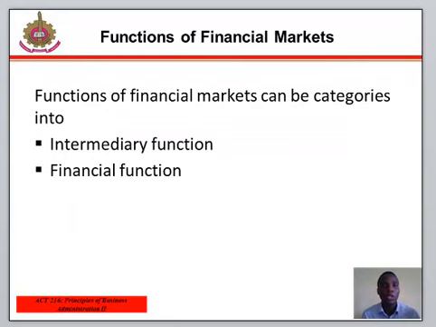Functions of financial markets. The functions of financial markets can be categorized into intermediary functions and financial functions. The intermediary functions of financial markets include the following: transfer of resources. Financial markets facilitate the transfer of real economic resources from lenders to ultimate borrowers.